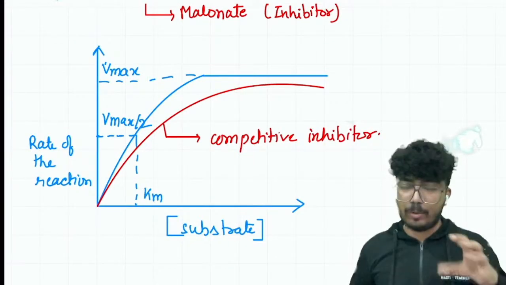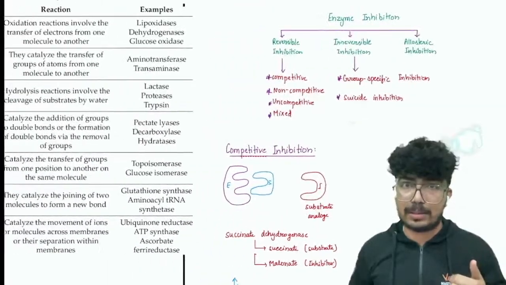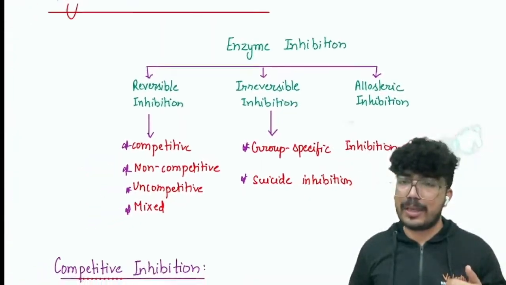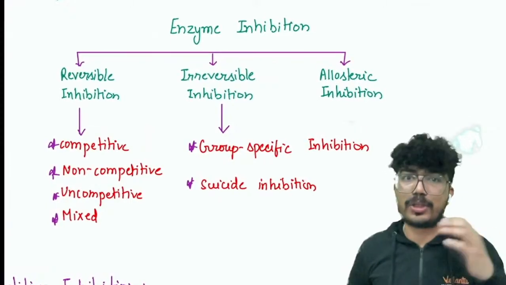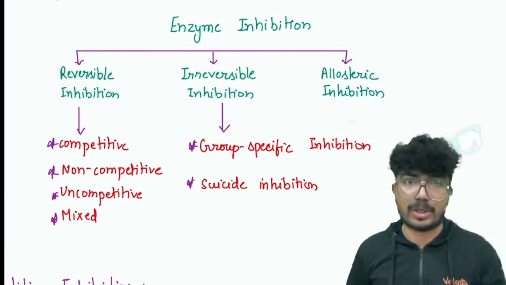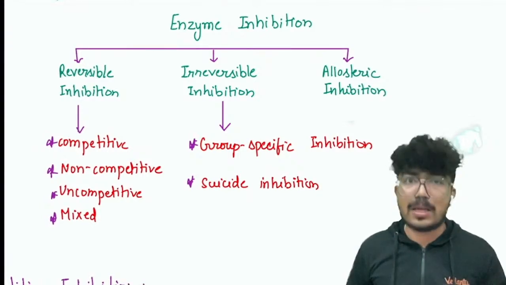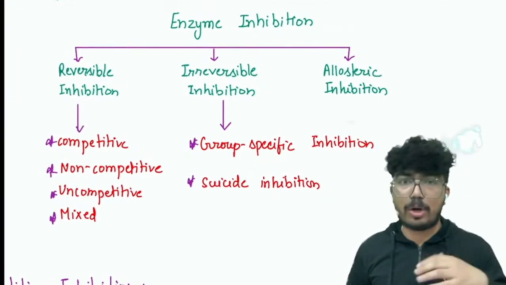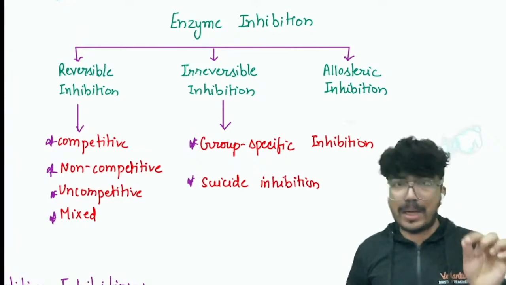So I can give you a quick summary about enzyme inhibition. Enzyme inhibition is classified into three major categories, right? You can have reversible inhibition, irreversible inhibition, allosteric inhibition. Reversible inhibition: competitive, non-competitive, uncompetitive, and mixed. Irreversible: group specific inhibition or suicide inhibition. Then we have the allosteric inhibition. In NCERT only competitive inhibition is given.